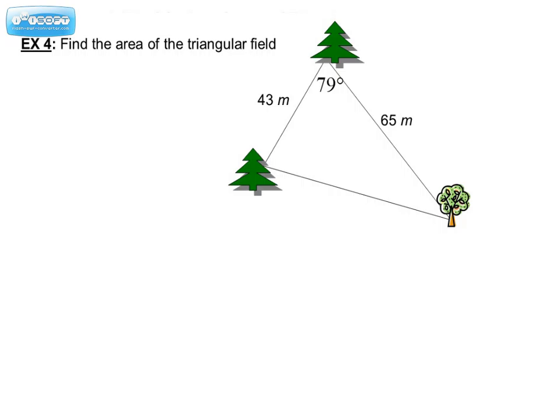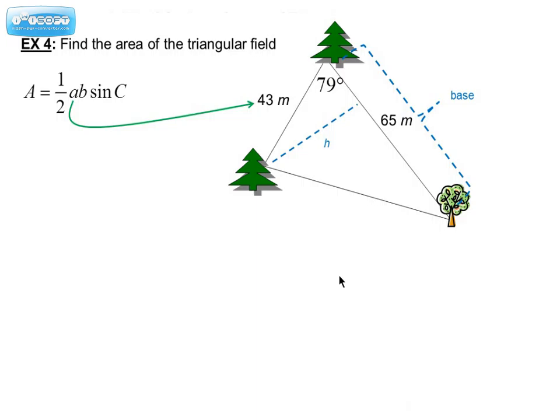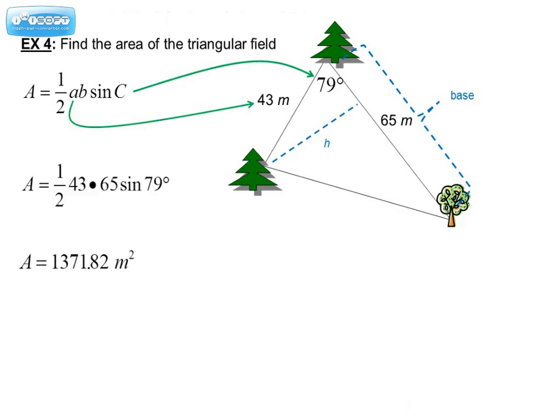Let's find the area of a triangular field where we have two sides and an angle. We can use the formula 1/2 AB sine C. A is the 43 meters, C is the 79 degrees. I've plotted on the height and the base of the triangle. Substituting in our values, we find that the area is 1,371.8 meters squared.